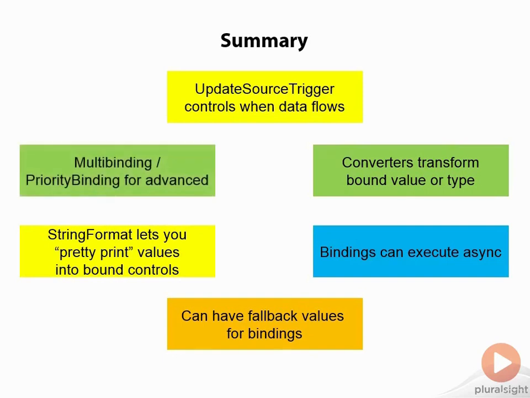Finally, we finished off with the concepts surrounding multi-bindings and priority bindings. We described that multi-bindings have a collection of child bindings from which it can come up with a final value based on the values that come out of the individual bindings. And a priority binding, on the other hand, allows you to have a collection of child bindings and have it pick the highest priority one of those that comes up with a value for you.